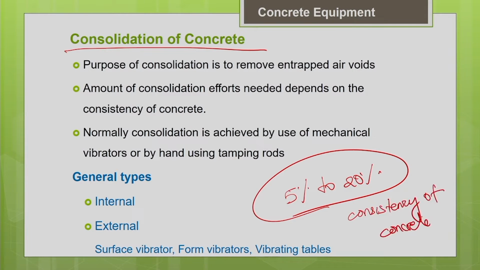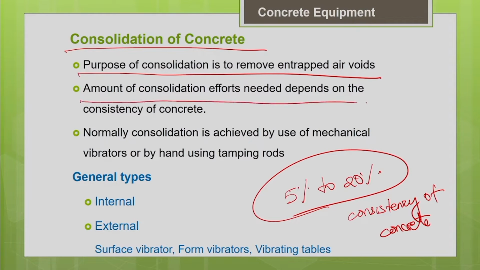Basically, if the mix is very stiff, there are more chances for air entrapment, but if the mix is more flowing in nature or has a very high consistency, in that case the chances for air entrapment are very less. So, the amount of air entrapment will depend upon the consistency of your concrete. That is why, according to the consistency of the concrete, the amount of consolidation effort needed will also vary. The main purpose of consolidation is to remove the entrapped air voids. How much consolidation effort you need depends upon the consistency of your concrete. For a stiff mix, I need more consolidation.